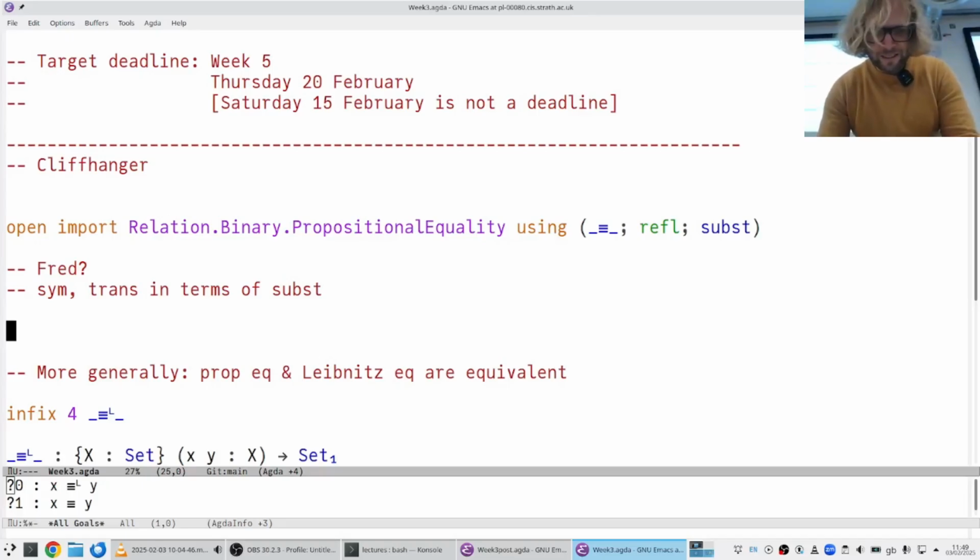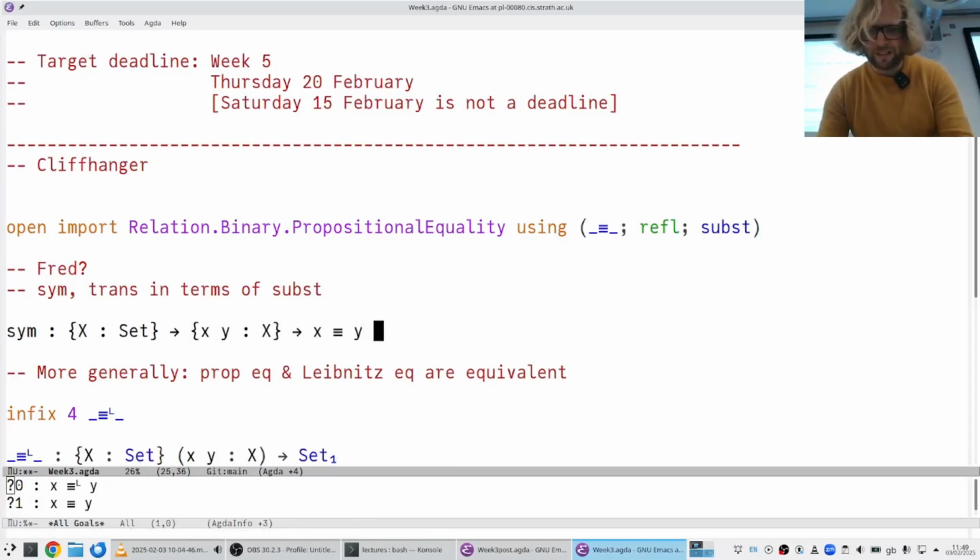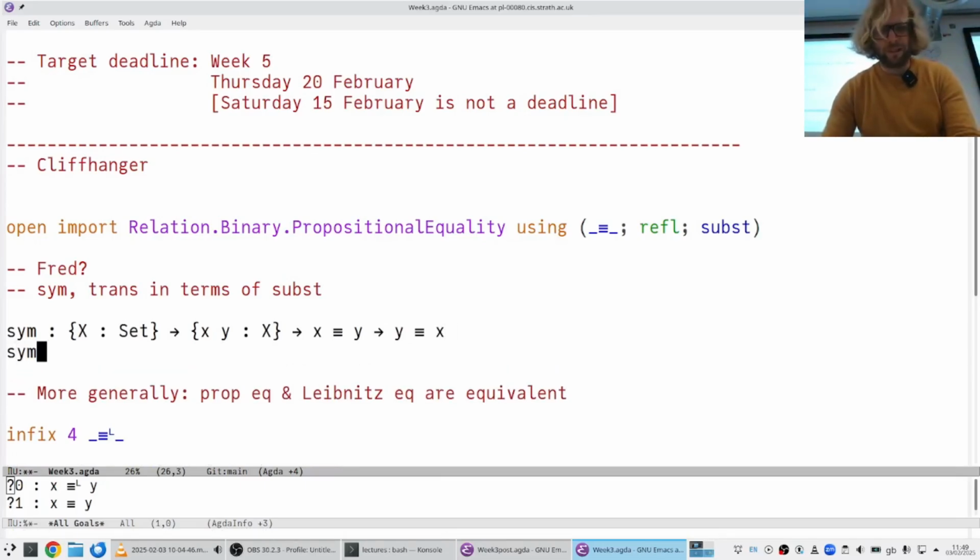Yeah. Okay, so let's see if we can do this. So I'm just going to state what symmetry is. It's saying if I have 2 elements of some set A, and I know that X equals Y, then I would expect Y to equal X, right? So it's symmetric. I can swap the 2 orders.